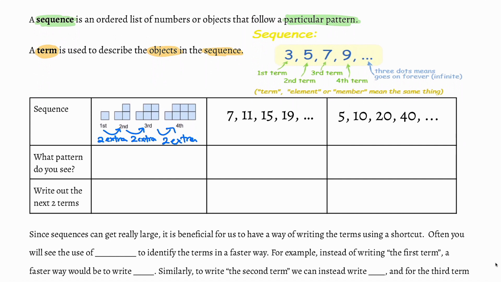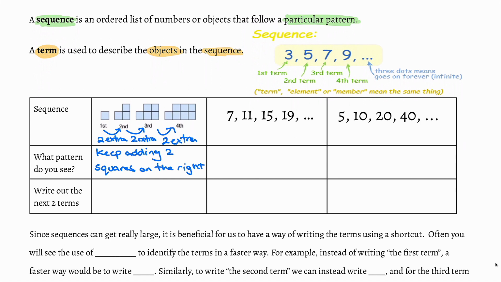So what pattern do I see? I see that they keep adding 2 squares on the right. Okay, if I were to write out the next 2 terms, what would that look like?